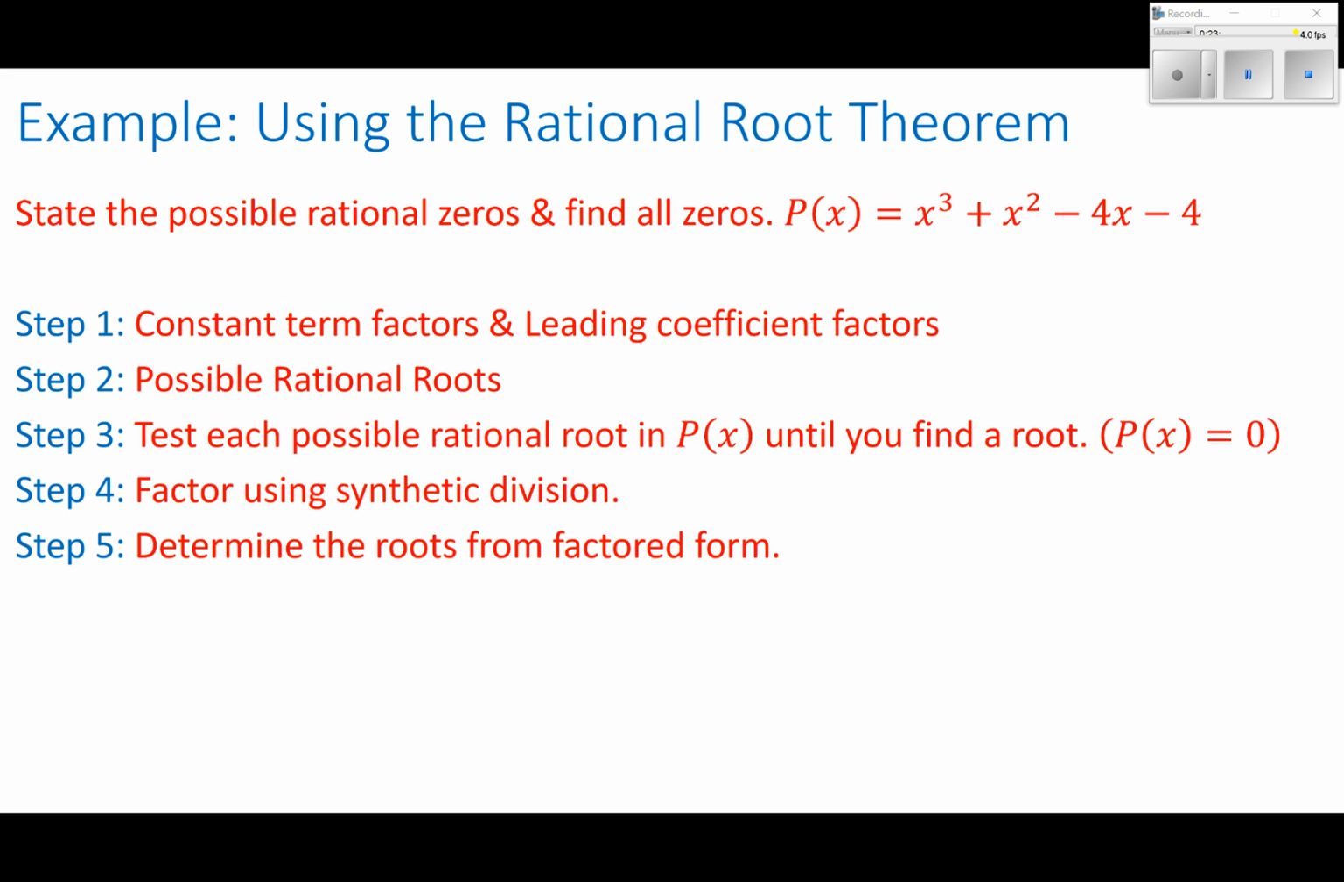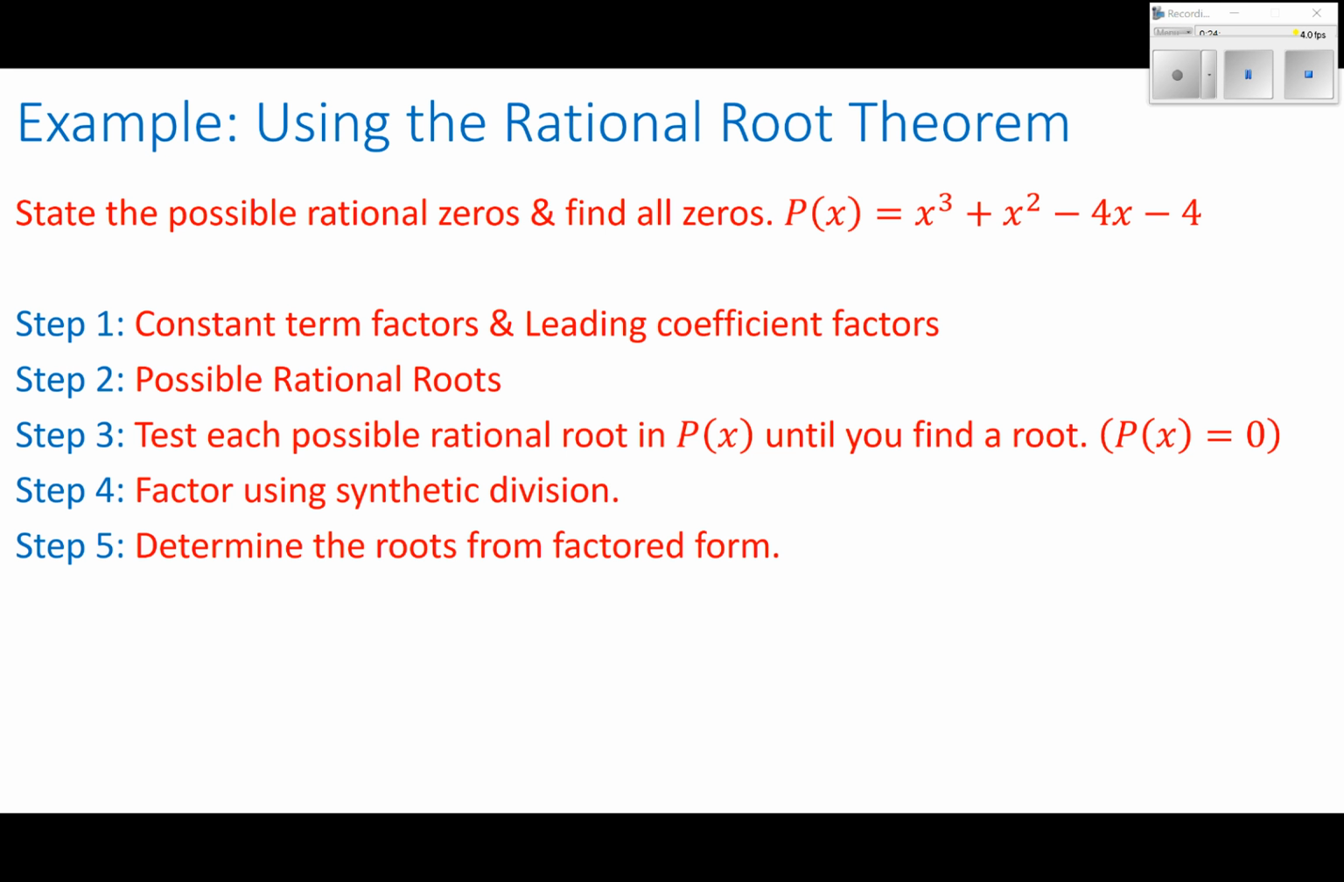So my quick little roadmap. Maybe take a second to write this down. Step 1, constant term factors and leading coefficient factors. That's the first thing you want to figure out. From that, we do that fraction where we divide our constant term factors by the leading coefficient factors, and those are a big list of all possible rational roots.